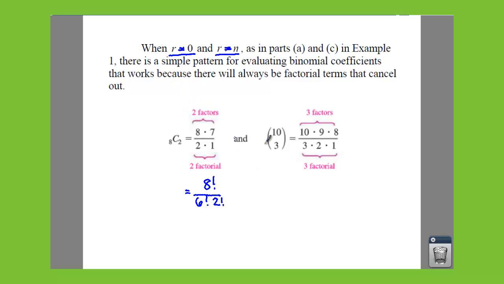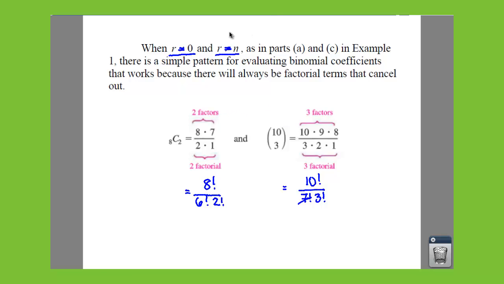So whenever you have the same thing with a 10 and a 3, well, you know that's the same thing as having a 10 factorial over 7 factorial 3 factorial, so it may help you write that out. Well, 1 through 7 is going to cancel here, and 1 through 7 is going to cancel up here. You're just going to end up with a 10, 9, 8, and then your 3, 2, 1.